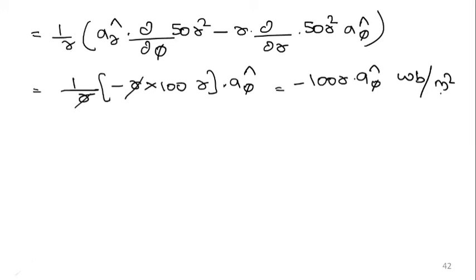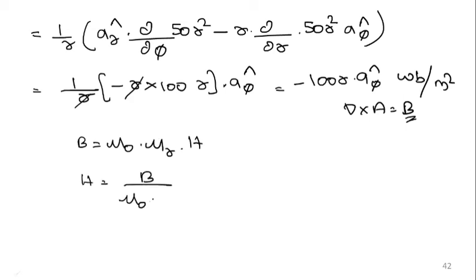So it is Weber per meter square, because we have found del cross A is B, the magnetic flux density. Now we need to find H, the magnetic field intensity. You know how to find it because you know the equation B is equal to mu 0 into mu R into H. If mu R is not given, take it as 1. So H is equal to B by mu 0 into mu R, which is minus 100 by mu naught into R into A phi ampere per meter.